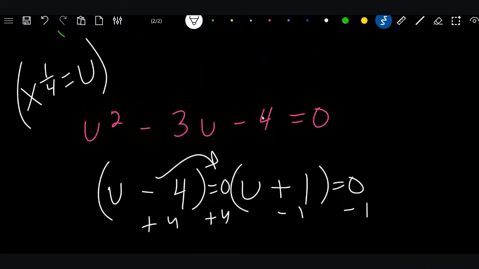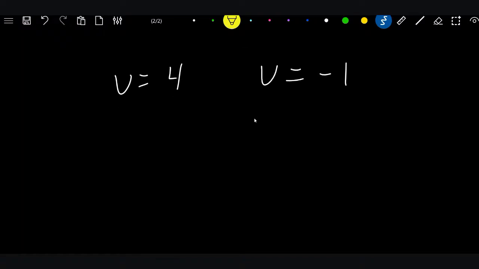Now what we'll do is we will substitute back in. We'll go back up and get this guy right here, this x to the 1/4. And so now instead of u, we're going to say x to the 1/4 equals 4, and x to the 1/4 equals negative 1.